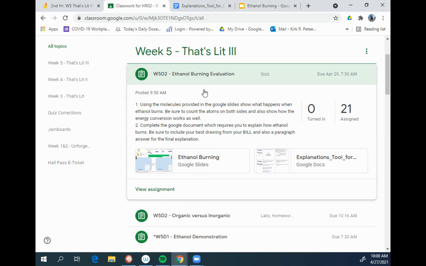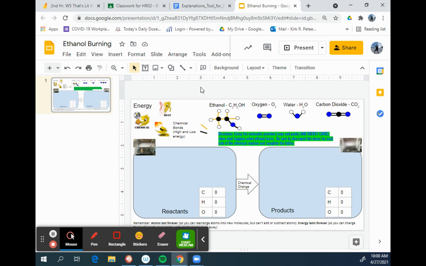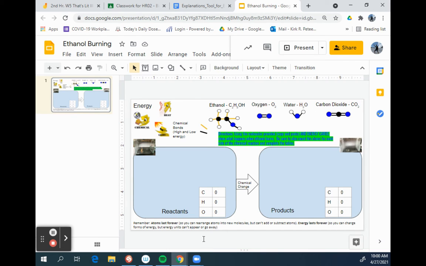The first thing you're going to do is complete the slideshow of ethanol burning. So I'm going to open that up and show you what that looks like. You've seen these slides before. You understand a lot about how they work and so forth. But with this one, we have some new things that we have not been using.